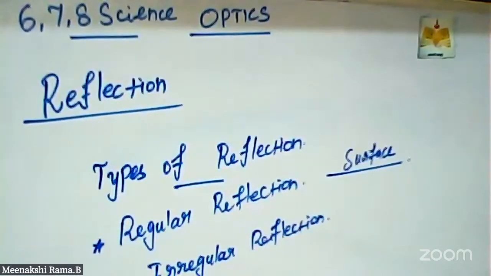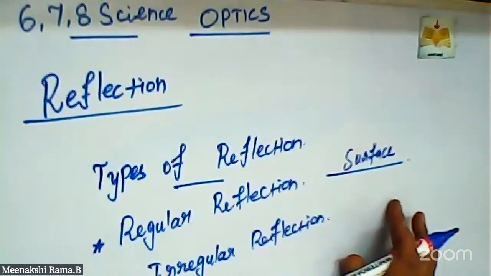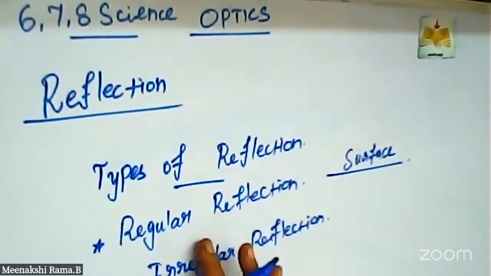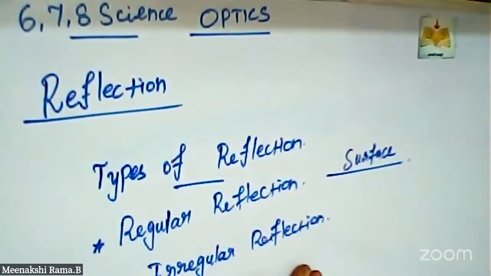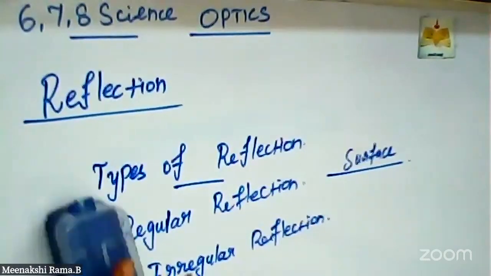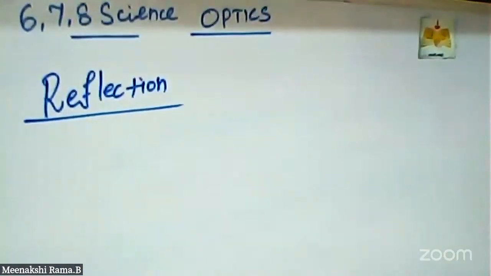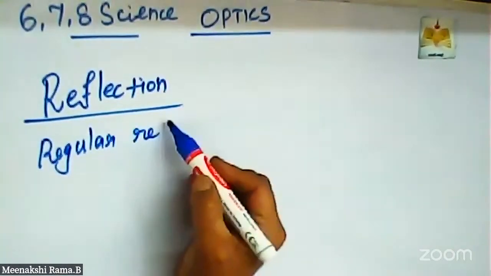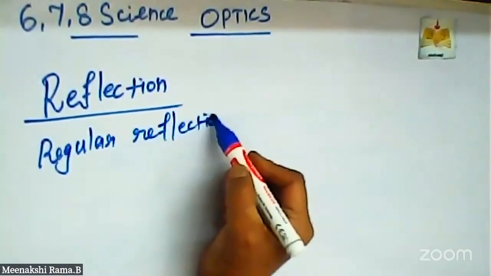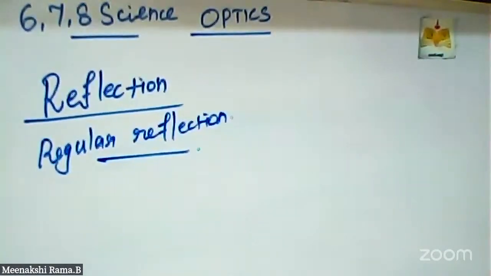Based on the nature of the surface, reflection is classified into two types: one is regular, another is irregular. So what is regular reflection? Regular reflection means the surface is smooth. That is the main concept.